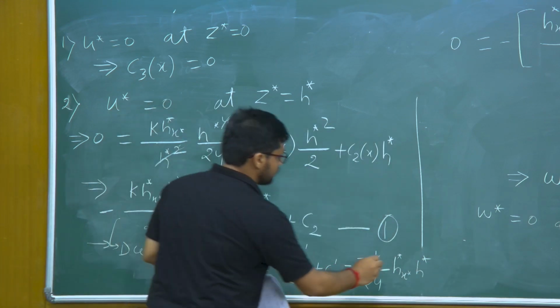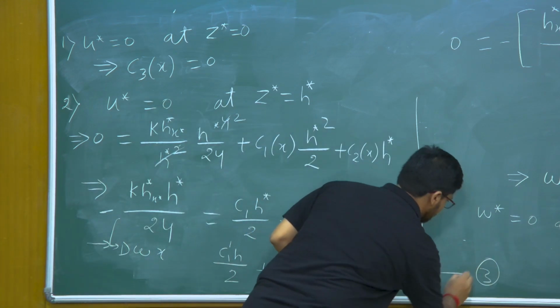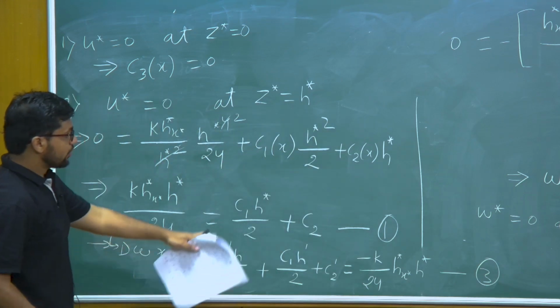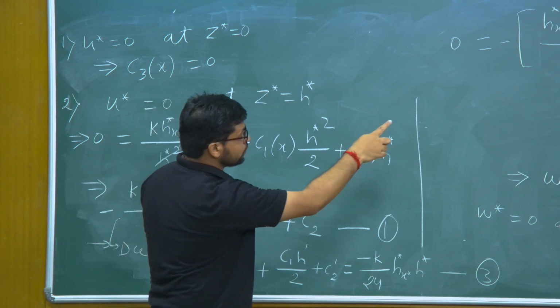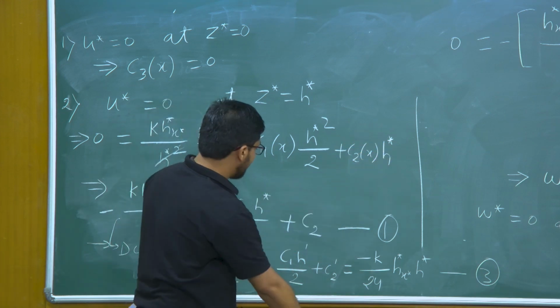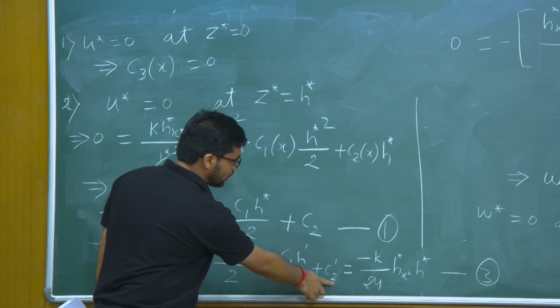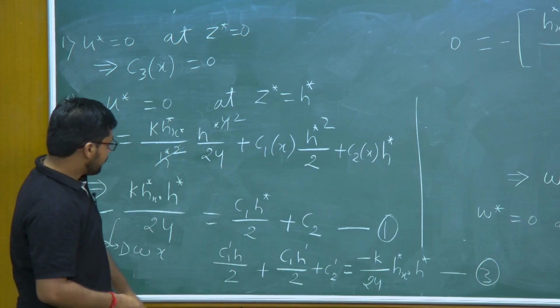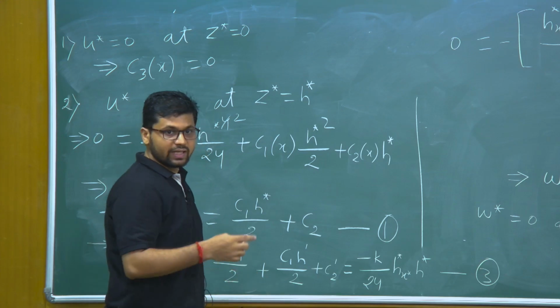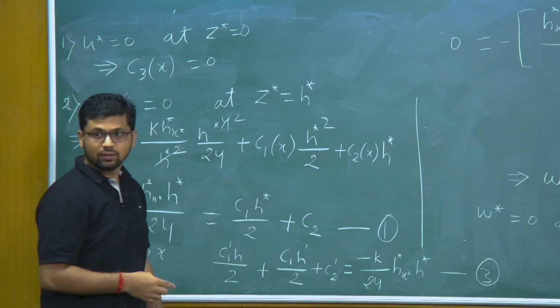So, this is equation number 3. From equations 2 and 3 you can see that here you have C2 dash, there you have C2 dash by 2. So, you can divide this equation by 2 and subtract it. If you do so, you will get an equation in C1 dash.